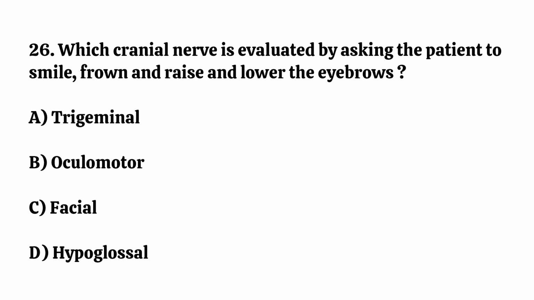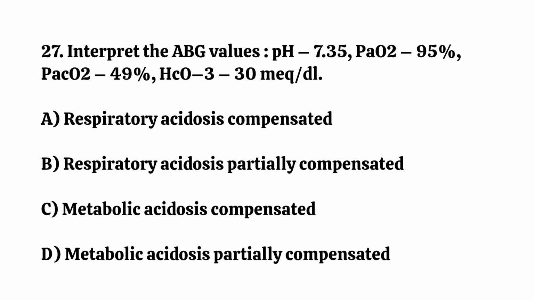Next, which cranial nerve is evaluated by asking the patient to smile, frown, and raise and lower the eyebrows? A. Trigeminal, B. Oculomotor, C. Facial, D. Hypoglossal. And the answer is option C. Facial nerve.